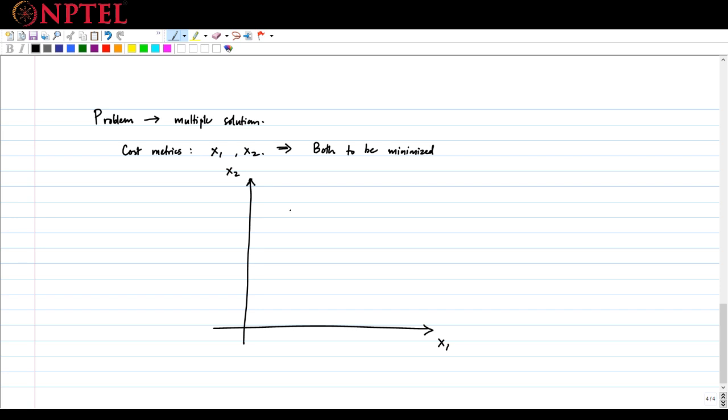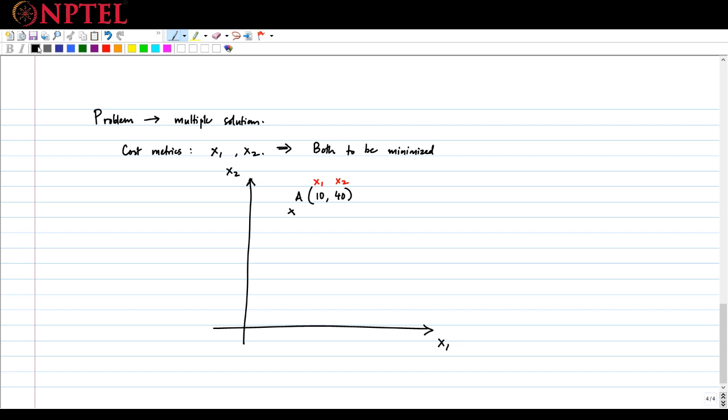So now I'm going to say there is one solution I have got, call it A, which has, let's say, some number 10 on the x1 axis and some number 40 on the x2 axis.